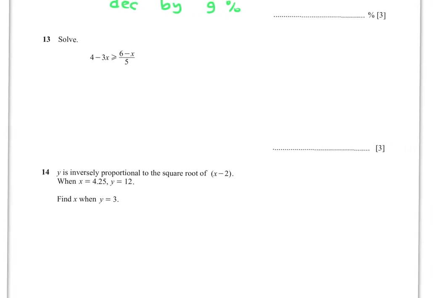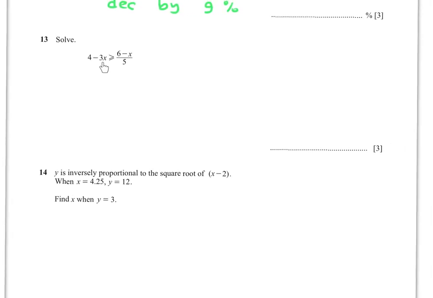Number 13, solve 4 minus 3x more than or equal to (6 minus x) over 5. Multiply both sides by 5, or 5 goes to the other side, multiply. So now 5 times (4 minus 3x) is more than or equal to 6 minus x. Expand the bracket, 5 times 4, 20. 5 times negative 3x, negative 15x, more than or equal to 6 minus x.